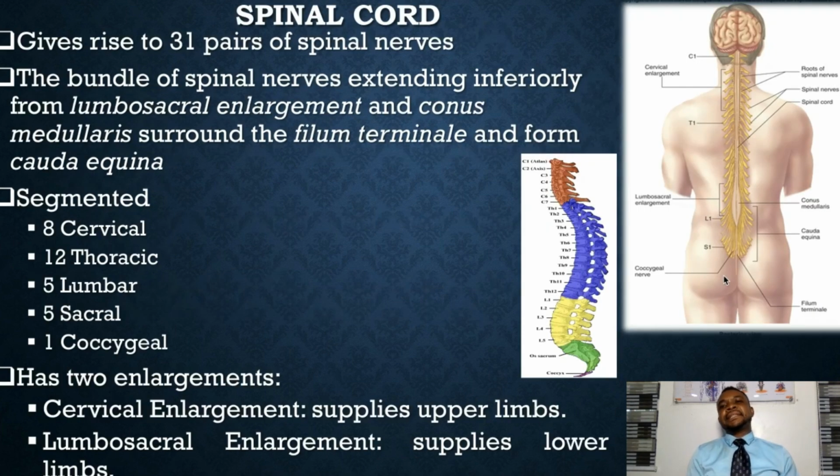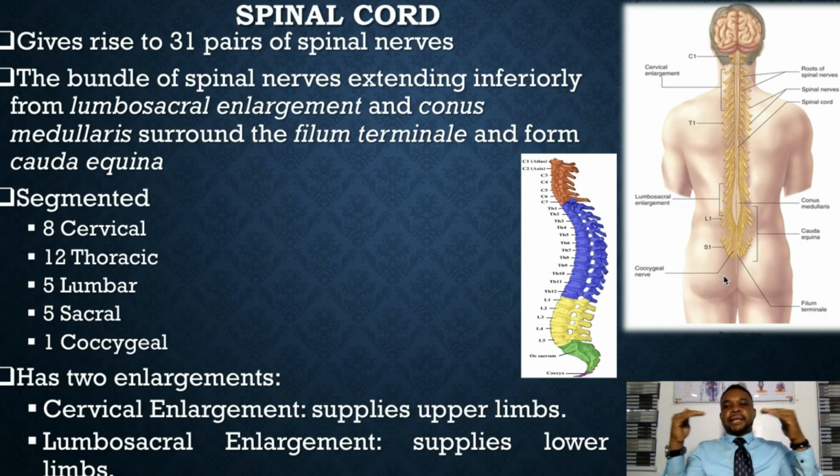There are about 31 pairs of spinal nerves that emerge from the spinal cord. Those nerves are called spinal nerves, and they emerge based on the vertebral segments. So we have 8 cervical, 12 thoracic, 5 lumbar, 5 sacral, and 1 coccygeal nerve. Now, the spinal cord has 2 enlargements. We have the cervical or superior enlargement, and then the lower or lumbosacral enlargement.